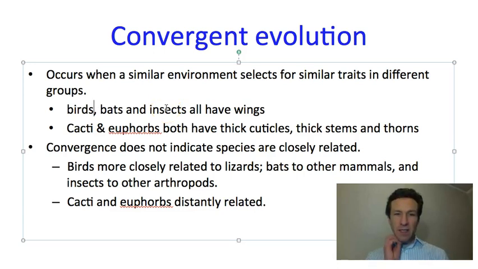As another example, since this is a plant course, let's do a plant example. We've talked about the fact that cacti and euphorbs, these were the plants that grow in African deserts. Both of these have thick cuticles, thick stems, and thorns. This is not because they're closely related. In fact, they're not close relatives. It's because they both live in deserts, and these three traits are useful for plants living in deserts. So again, we wouldn't use these traits to try to figure out whether these plant groups are close relatives or not. And the second part here just says what I just said verbally.